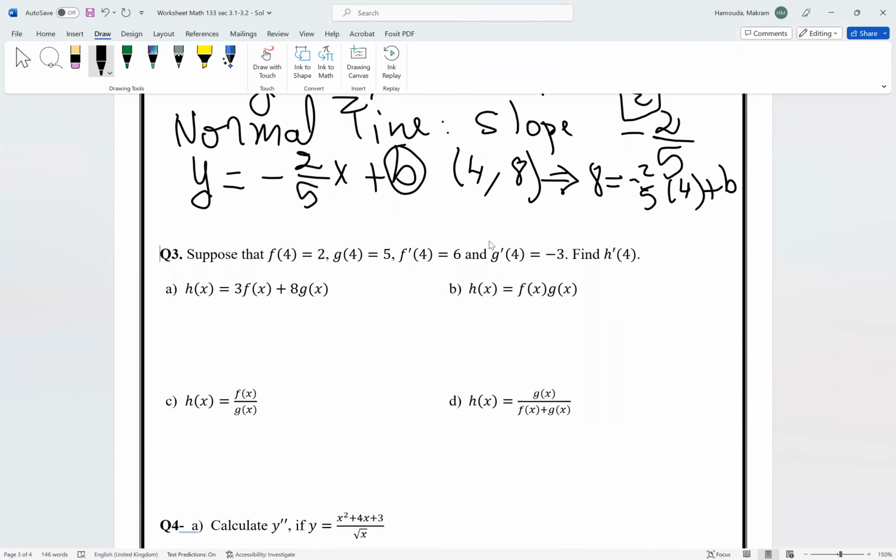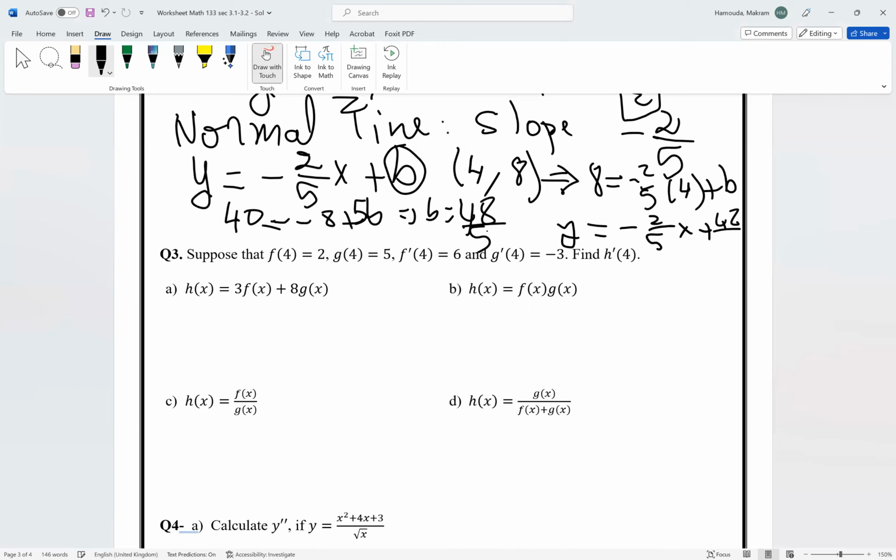2 lines. So this gives, let's multiply by 5 everything. So I will have 40 equal to minus 8 plus b. Okay, so that means that 5b, sorry here, b is equal to 48 over 5, and that gives the equation of the normal line, which is y equal to minus 2 over 5x plus 48 over 5. That's the final answer for the normal line.